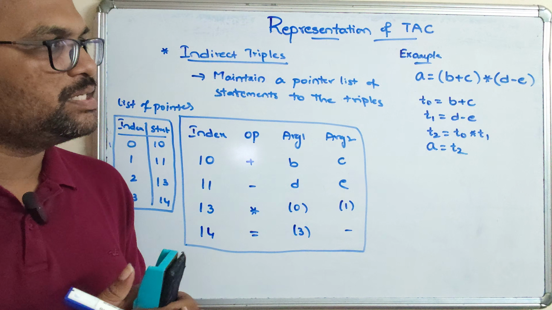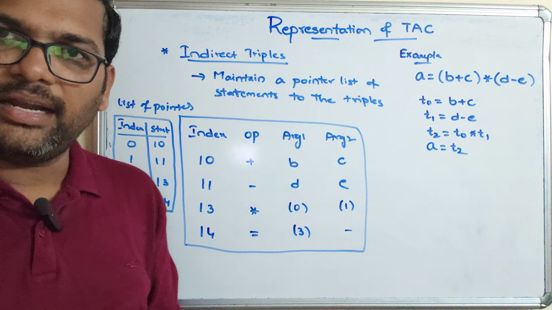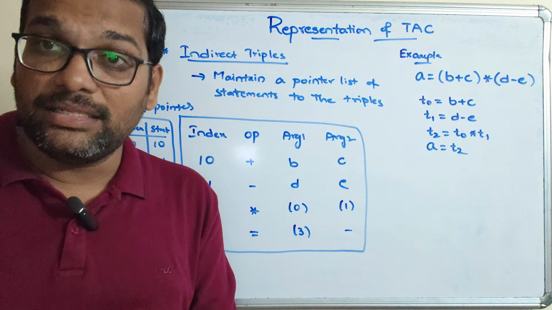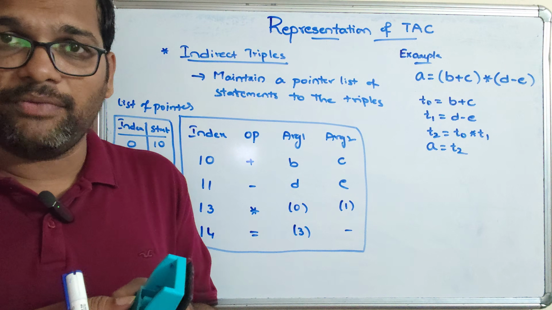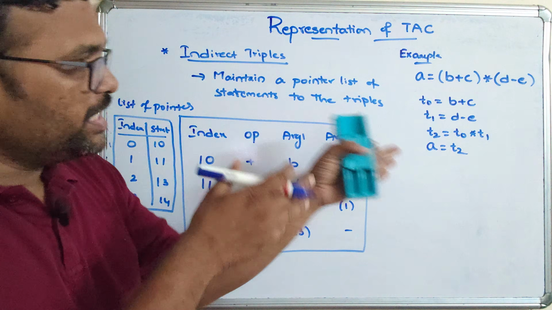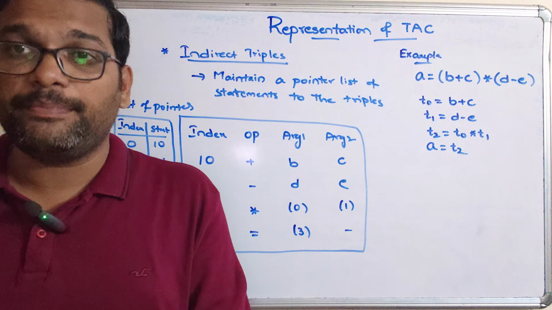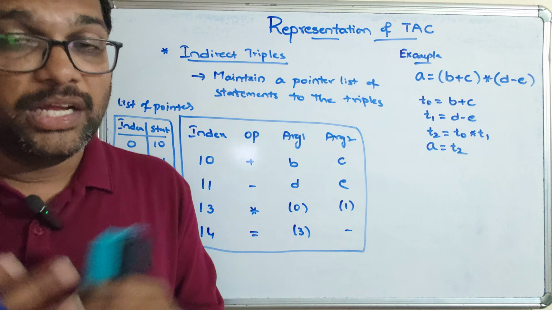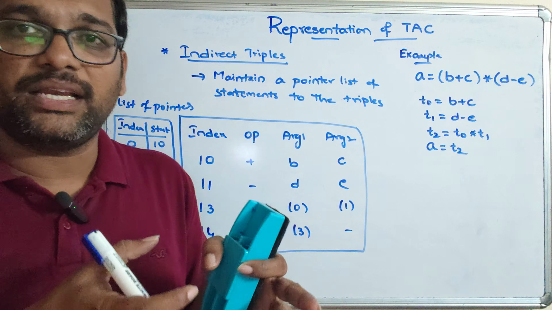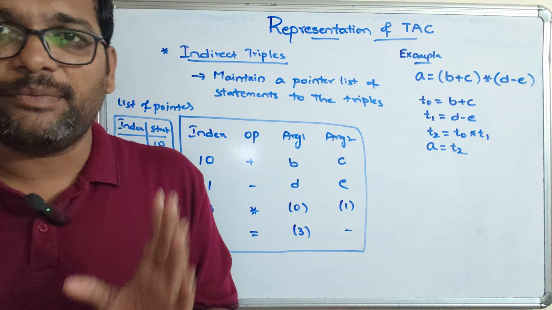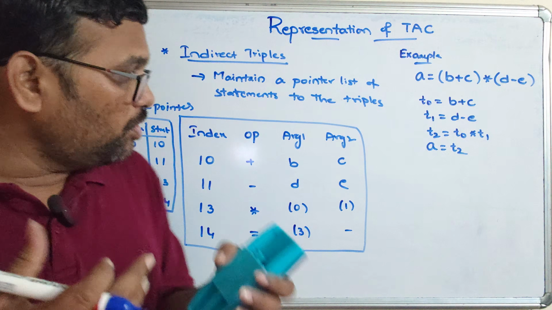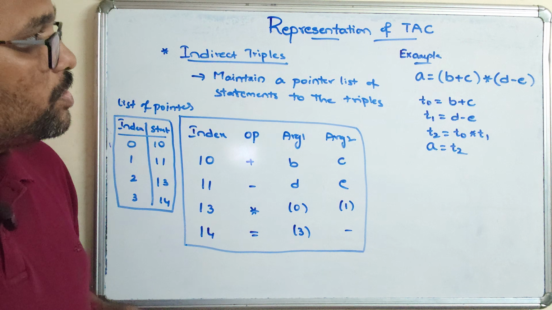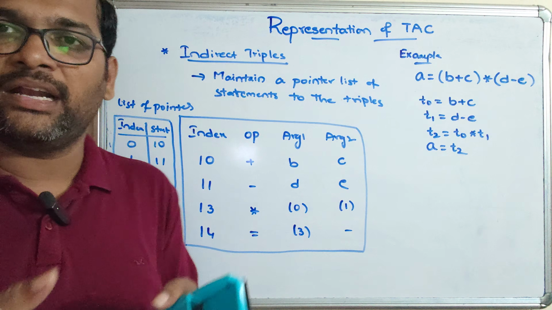In our next session we'll see how we can write the 3 address code for conditional statements as well as iterative statements. So our program will be having normal expressions as well as conditional statements as well as iterative statements. So we will see how to write the 3 address code for the conditional statements and iterative statements in our next session. So hope you understood this representation of quadruples, triples and indirect triples.